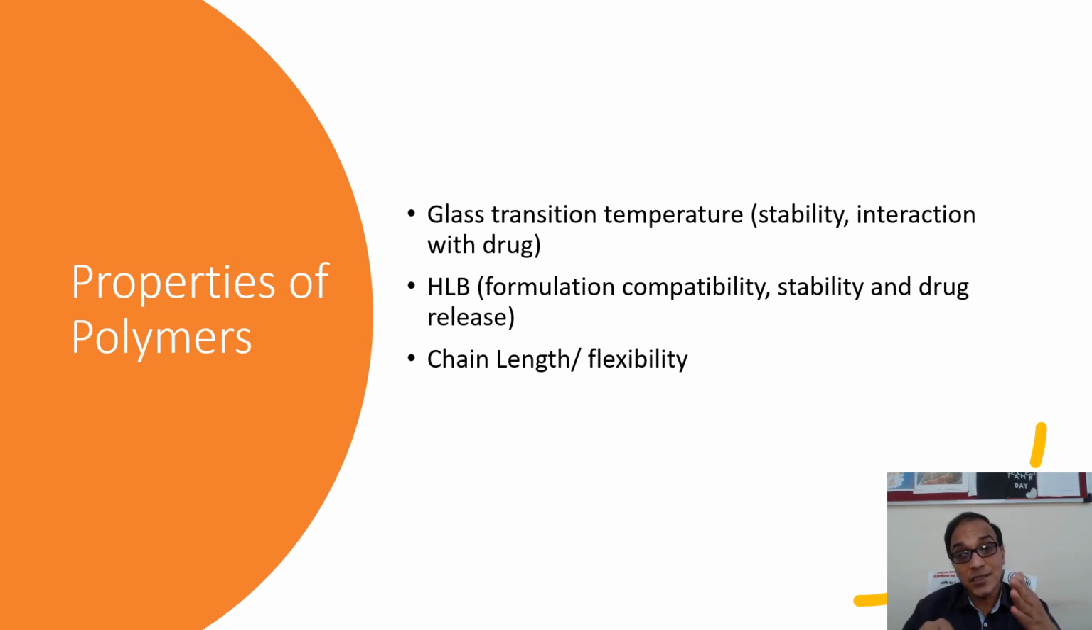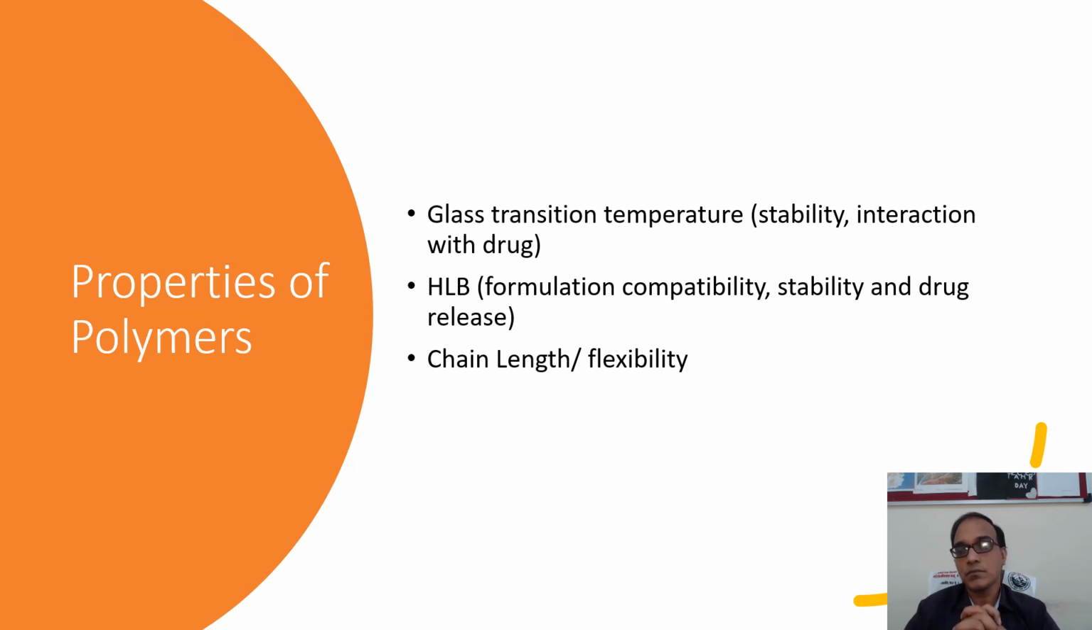Now, glass transition temperature, from one phase to another phase. When it is melting, you can say nearby one phase to another phase, gel to sol transition, that temperature indicates the stability and interaction with the drug. So this temperature must be checked when you are preparing a delivery system. It may be indication of incompatibility also when the drug is interacting with the polymer.